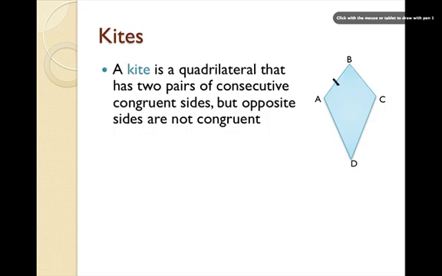So by looking at it, AB would be congruent to BC. And 2 pairs means that we have 2 pairs of them, so CD is congruent to AD. BC would never be congruent to AD. Those would be opposite sides because they don't touch. And AB would never be congruent to CD. Again, those are opposite sides. So by definition, a kite has 2 pairs of consecutive congruent sides. That means they share a vertex in common for them to be consecutive. So side lengths AB and BC have vertex B in common, and sides AD and DC have vertex D in common.